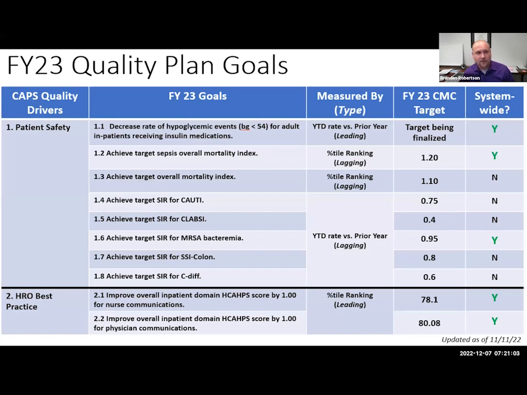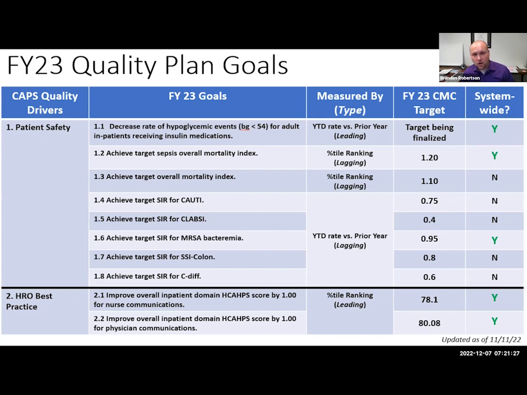So be mindful of that as you're prescribing insulin and make sure that you're using the appropriate order sets. Reach out to your faculty when you have questions around that, because it's certainly impacting our patients. We also know that it impacts our next metric, which is the mortality rates, the achievement of the target sepsis overall mortality, both overall as well as sepsis.